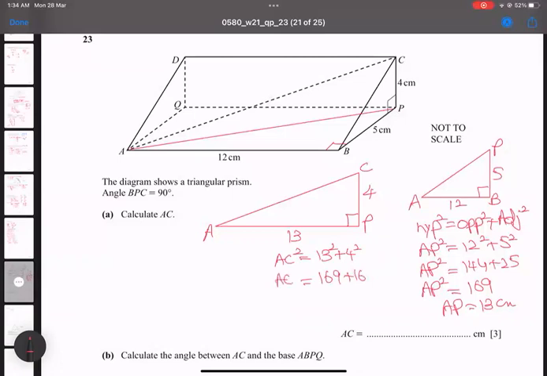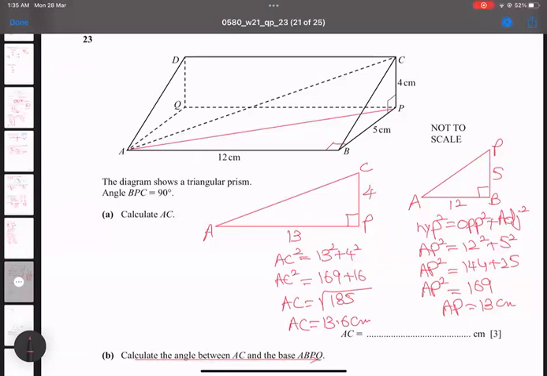And now I'm going to take a root. If you add them, root of 169 plus 16 gives us root 185. If I take the root of the whole thing, the answer becomes 13.6 centimeters. Now, the second question: the angle between the length AC and the base PQ.